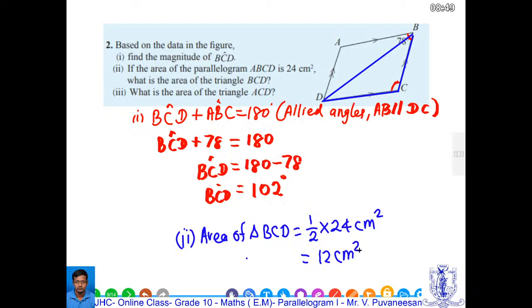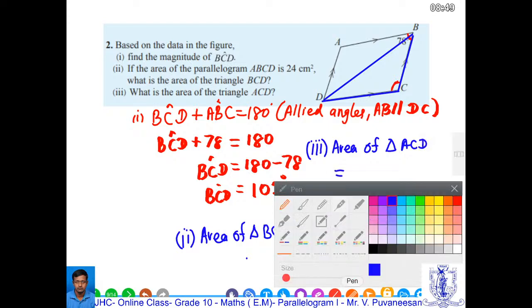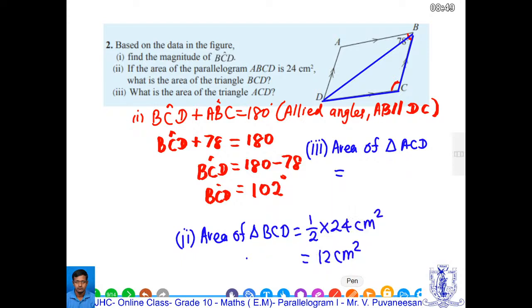What is the area of the triangle ACD? The triangle ADC is formed by joining the line AC. This is triangle ACD. Here also diagonals bisect the area of the parallelogram. So half of 24 equals 12 centimeter square.